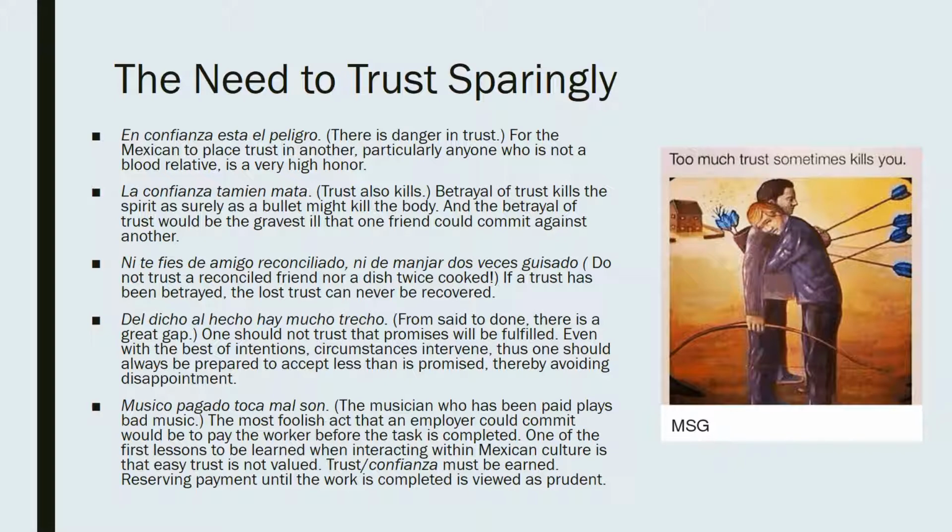Do not trust a reconciled friend, nor a dish twice cooked. If a trust has been betrayed, the lost trust can never be recovered. So, in other words, when you have trusted someone and they betrayed you and then you made up, don't ever trust them again. And if you look over there on the right hand side, you'll see a picture of two friends embracing, one with a bow and a quiver full of arrows, and the other one with a bunch of arrows in his back. So clearly, once bitten, never do it again.